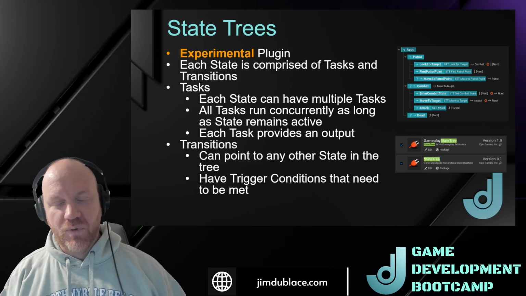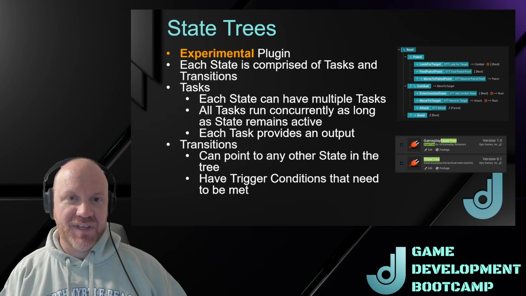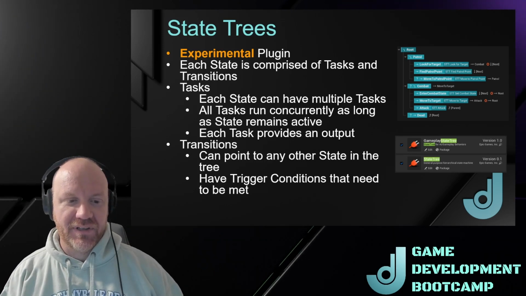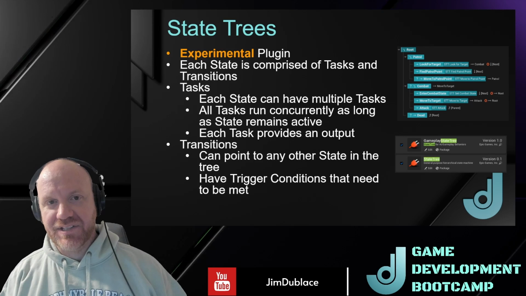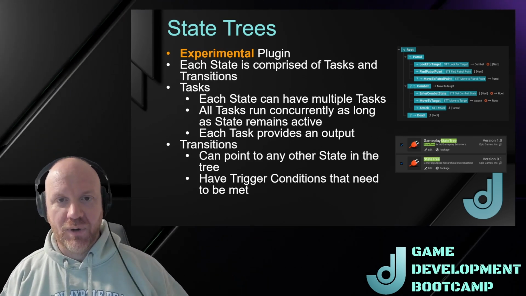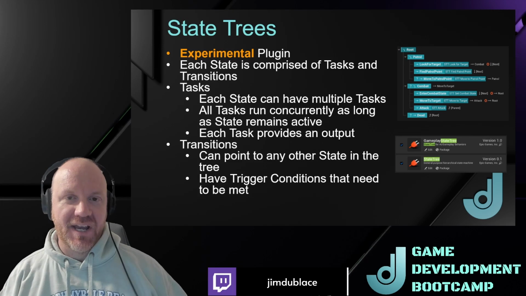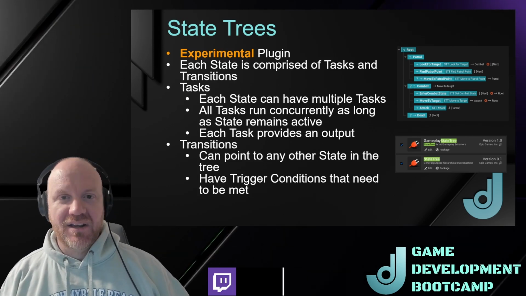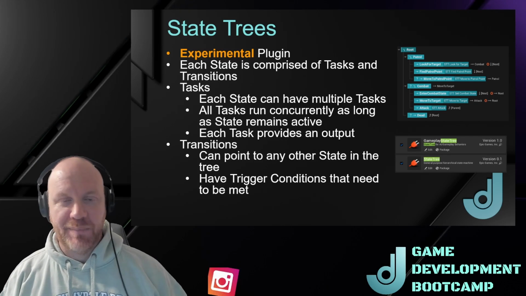And then one thing to know is that unless you set it up, all tasks within the tree are going to run concurrently as long as the state remains active. So it takes a little bit more work to control flowing from one to the next. You have to kind of think of it as everything's happening at the same time. They're all happening asynchronously, and you really need to control it if you want things to happen in a certain order.